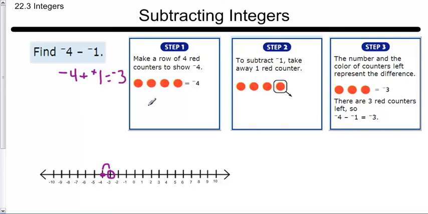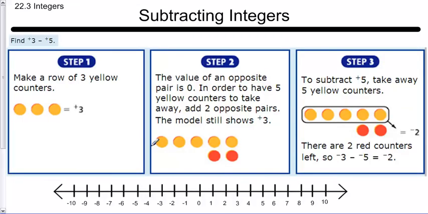Now, if you want to do it the subtraction way, here's how it works. I start with a row of -4 counters, and then I take one of the -1s away. So I'm left with a -3. Now, that's a not so complicated problem. So if we turn to the next slide, it gets a little bit more confusing.